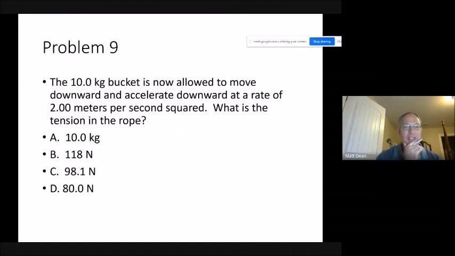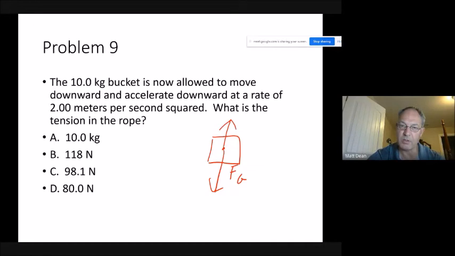All right, so again, same problem. This time we're accelerating in the opposite direction. So this time we've got weight acting down. We know we've got tension acting up, but in this case, the tension's got to be smaller in magnitude because the net force is downward. We're accelerating in the downward direction.